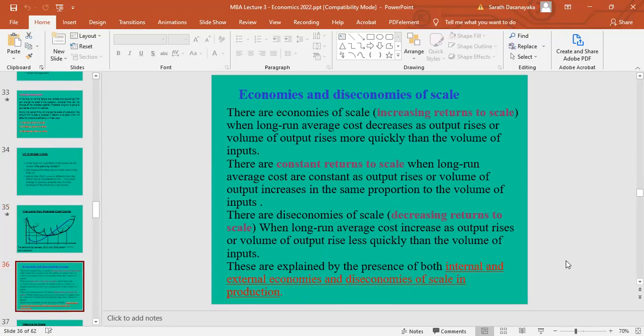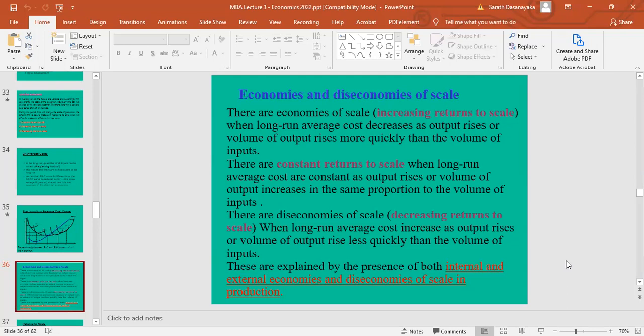We can explain through the increase in return to scale, constant return to scale, and the decrease in return to scale concepts. Then you can see there are economies of scale when long run average cost decreases as output rises, so volume of output rises more quickly than the volume of inputs, what we call the increase in return to scale stage. And there is constant return to scale when long run average costs are constant as output rises, so volume of output increases in the same proportion to the volume of the inputs.